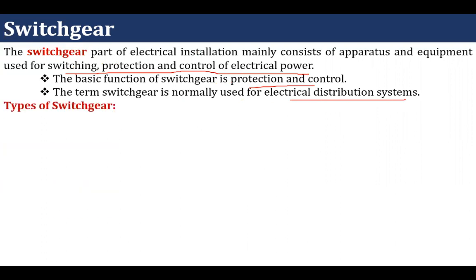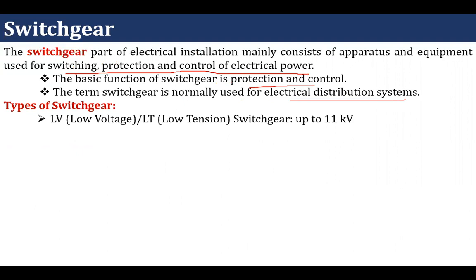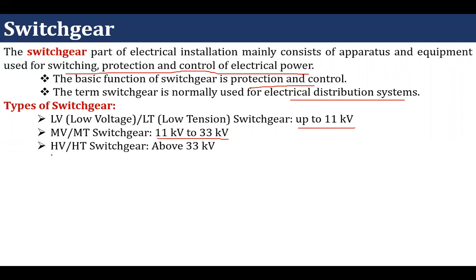There are three types of switchgear. First one is low voltage, which is also known as low tension switchgear. These switchgears are used up to 11 kV of voltage. The second type is MT, that is the medium voltage or medium tension switchgear, which are used from 11 kV to 33 kV. And then the last one is high voltage or high tension switchgear, which is used above 33 kV of voltage.